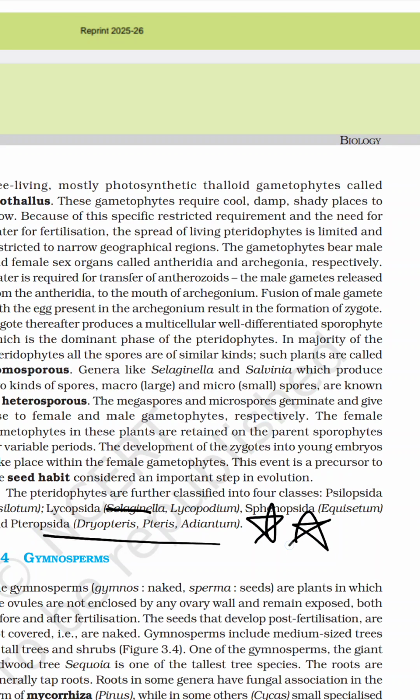So in the start we said that pteridophytes are the true land plants. Why? Because in assertion and reasoning it can be asked. Reasoning includes that they contain true stem, root and leaves, and also vascular bundles. So A and R are correct, and R is the correct explanation for A.